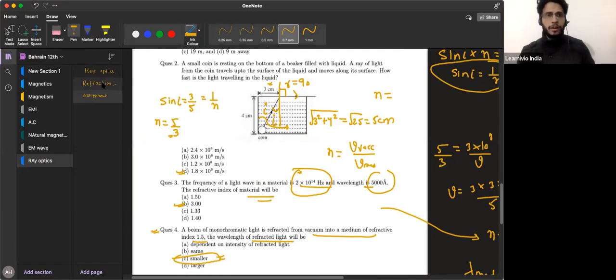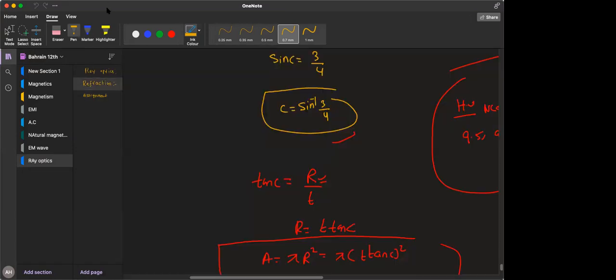Okay, let's start with refraction. So we're doing refraction, just 1 minute.